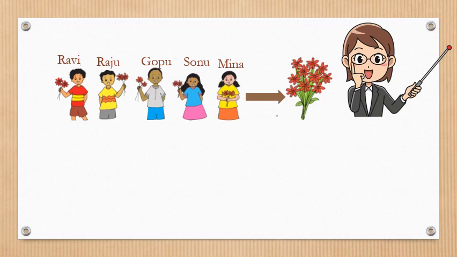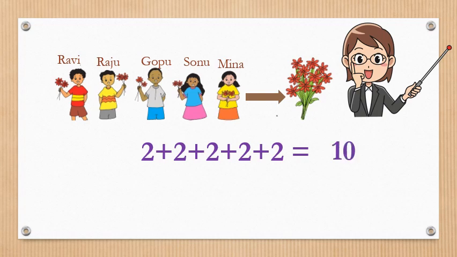Okay, now see here, each child bought 2 flowers. Means, see, Ravi bought 2, Raju bought 2 flowers, Gopu 2 flowers and Sonu also bought 2 flowers and Meena too bought 2 flowers. Means here 2 plus 2 plus 2 plus 2 plus 2 is 10, isn't it? Means you can say that 10 flowers are there in the bouquet. Now see how many times 2 is there. We will see.